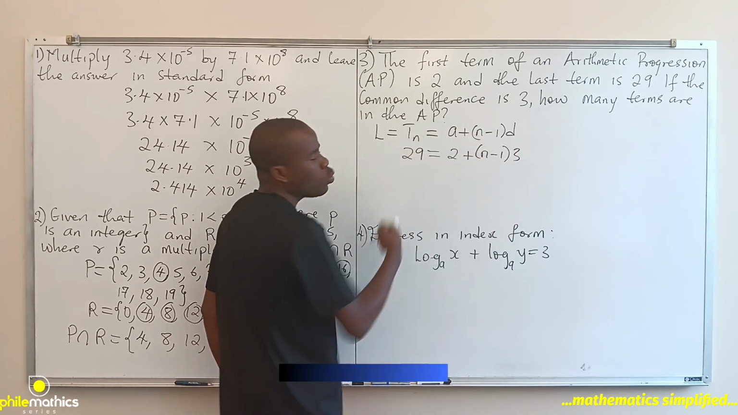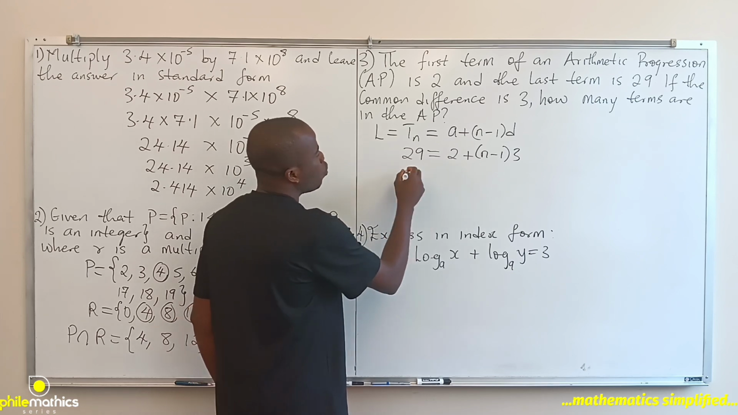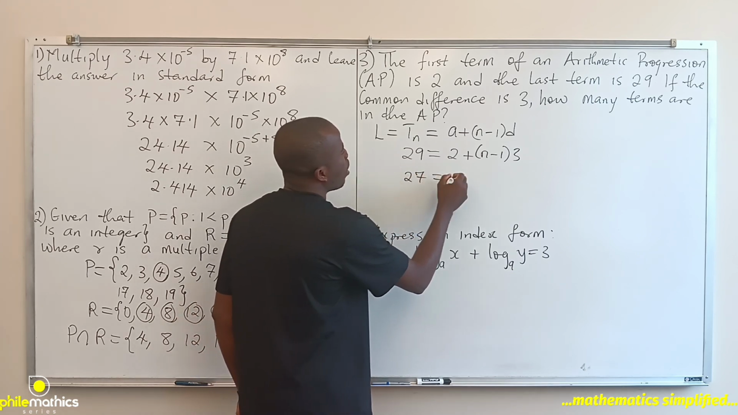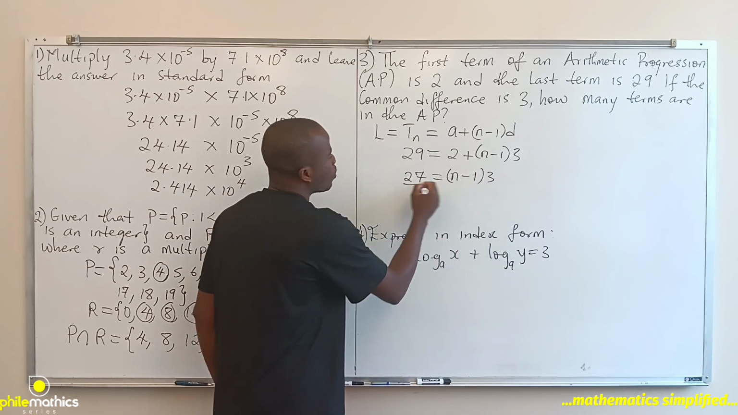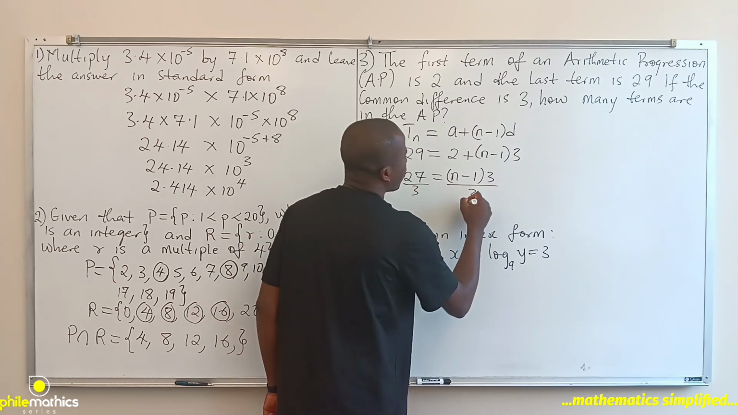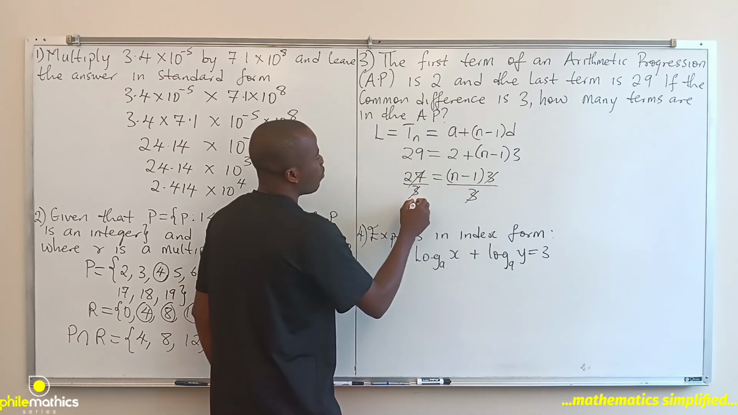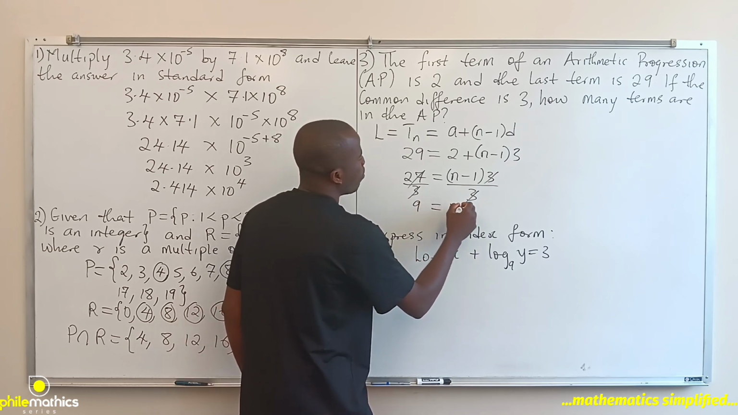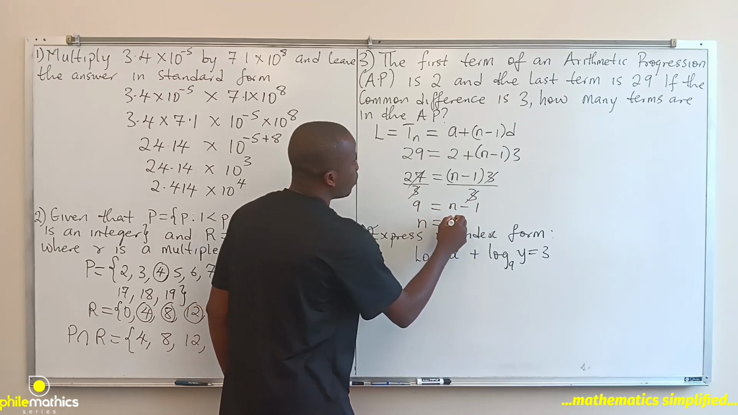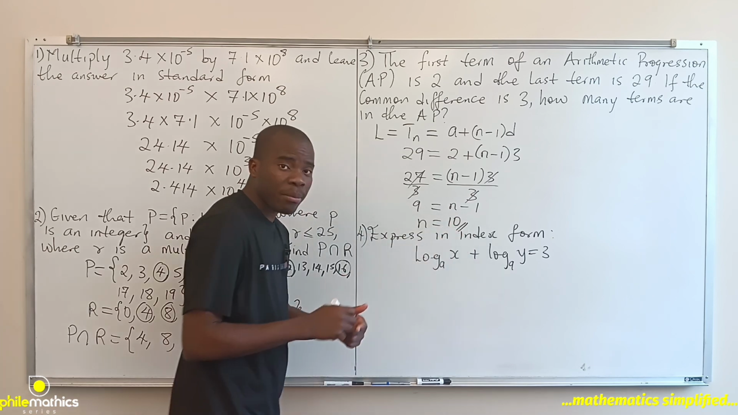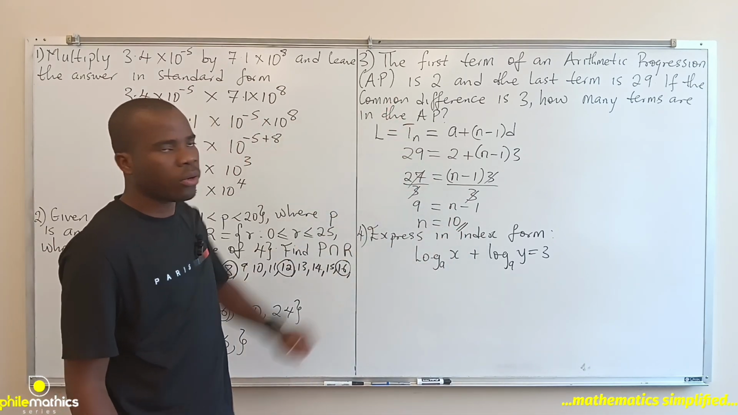I can subtract 2 from both sides. 29 minus 2 will give me 27. We'll have n minus 1 times 3. Can divide both sides by 3, so that I have 9 equals n minus 1. Can add 1 to both sides so that I will have n to be 10. So there are 10 terms in this arithmetic progression.